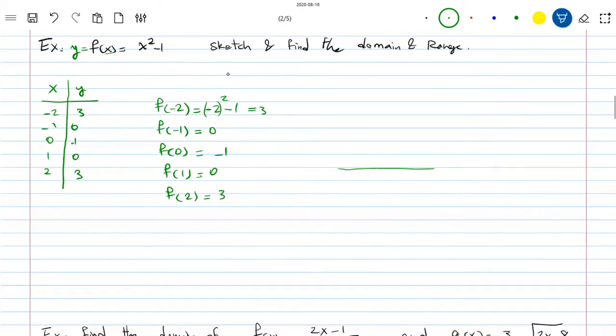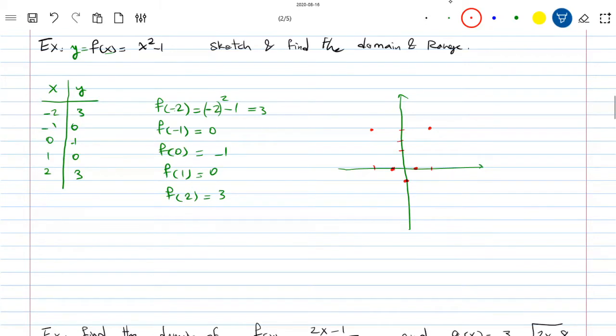If I draw those points, this is a simple example, so you don't need to pick a million points. But if the function looks complicated, you can pick more points. Okay, so here is the point -2 and 3. Sorry about the scaling, it's not good. The point -1 and 0 belongs to the x-axis. 0 and -1 somewhere here. 1, 0, and 2 and 3.